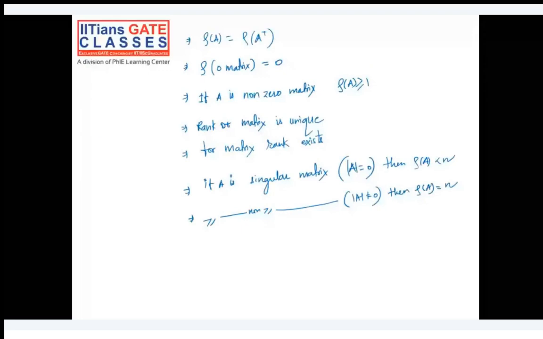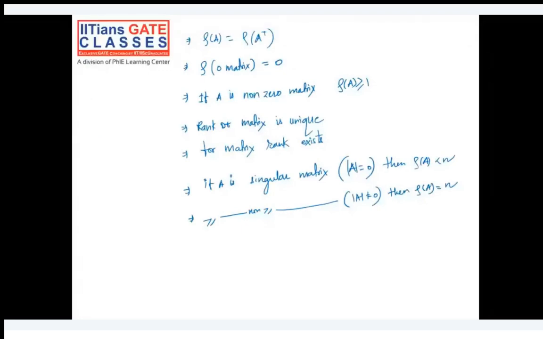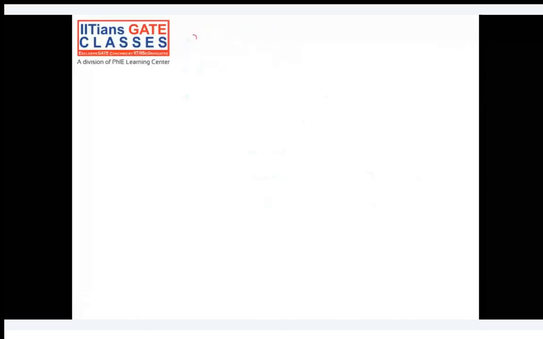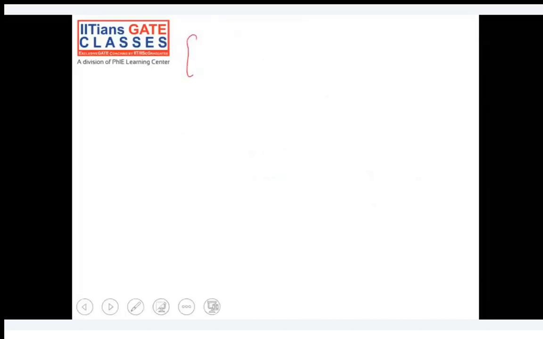1 1 1 1 1 1 1 1 1. What is the rank of this matrix? And what is the determinant of this matrix? Fast. Rank is 1, determinant is 0, right? Fine.